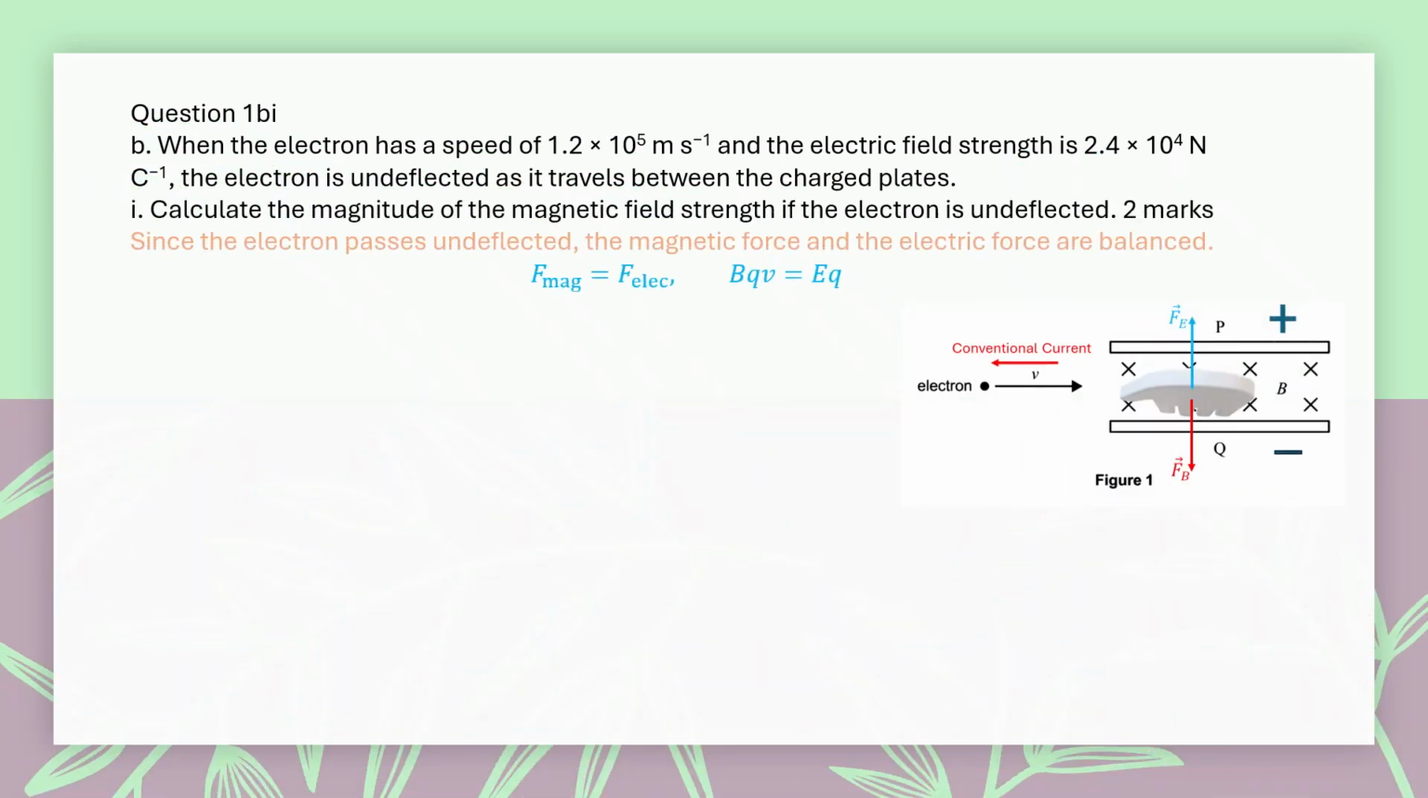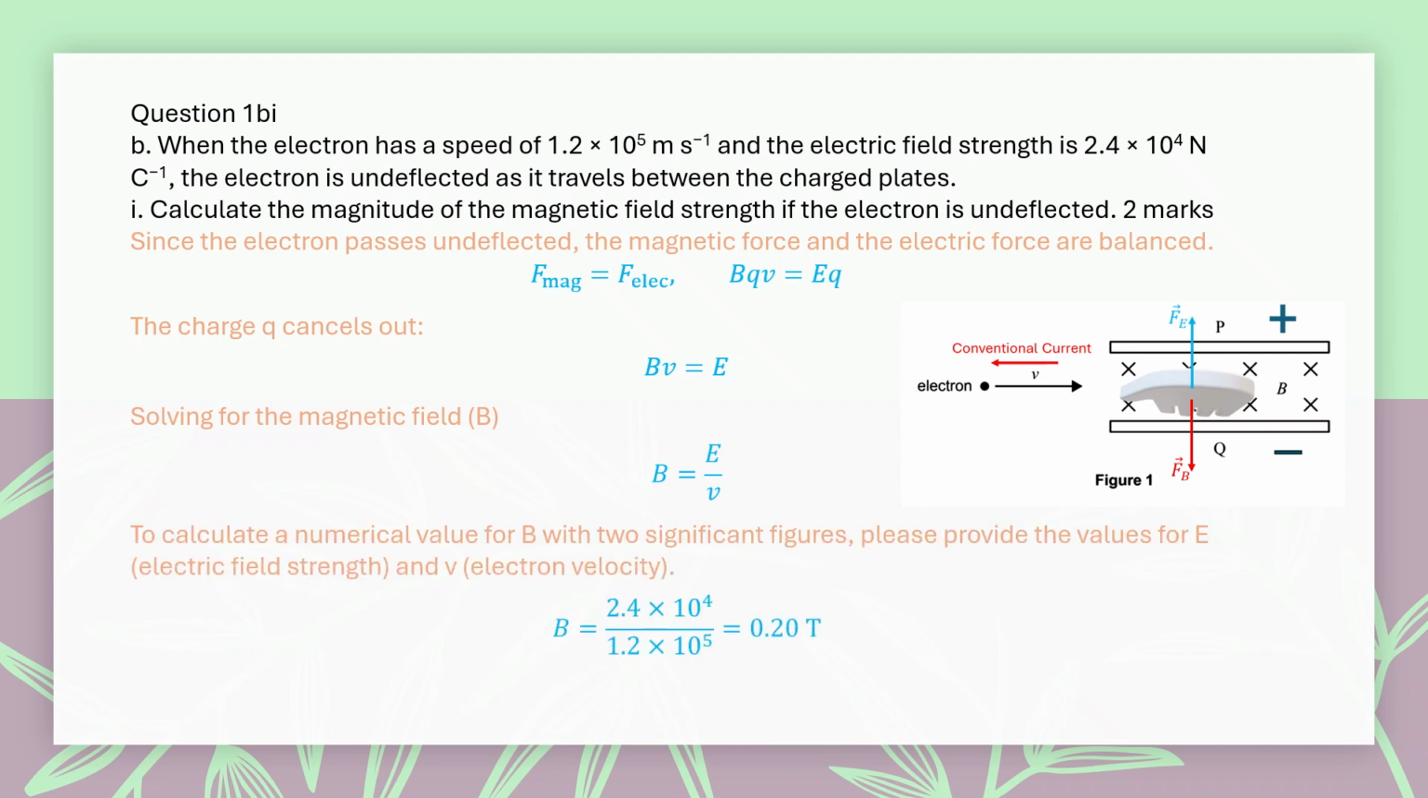Since the electron passes undeflected, the magnetic force and the electric force are balanced. The charge Q cancels out. Solving for the magnetic field, B. To calculate a numerical value for B with two significant figures, please provide the values for E, electric field strength, and V, electron velocity.